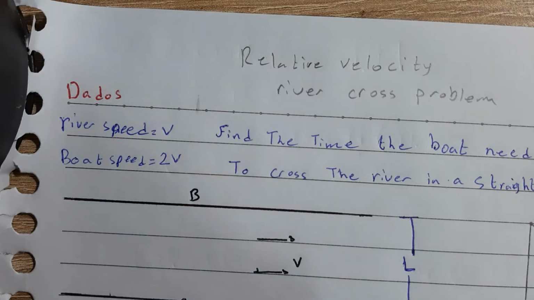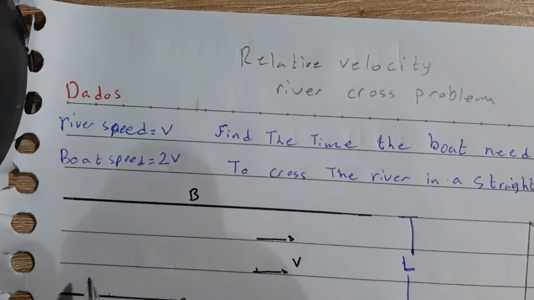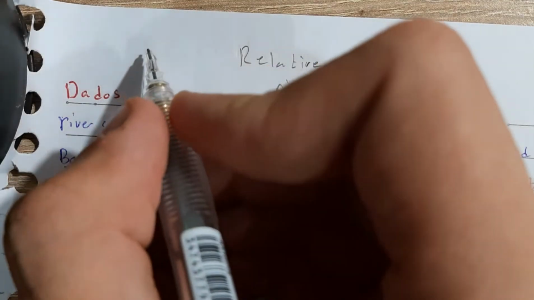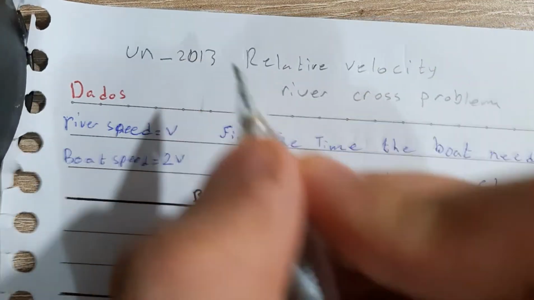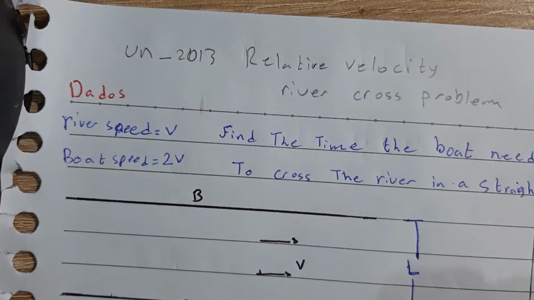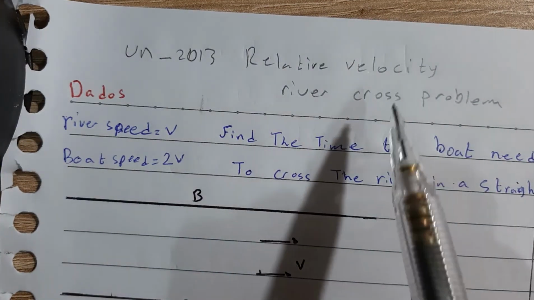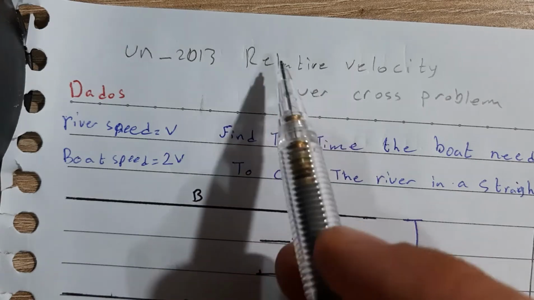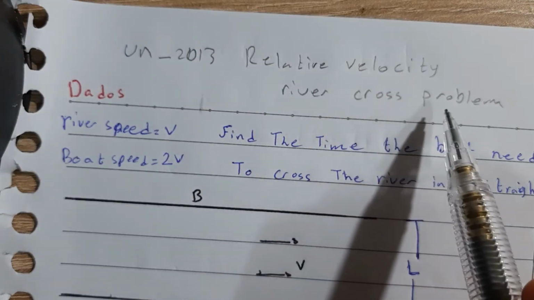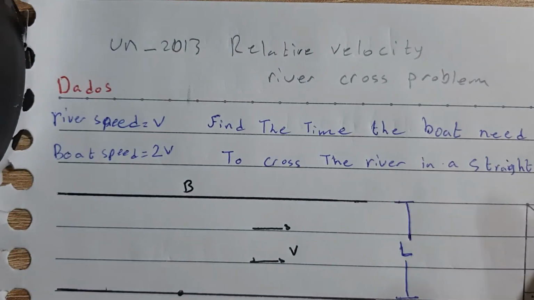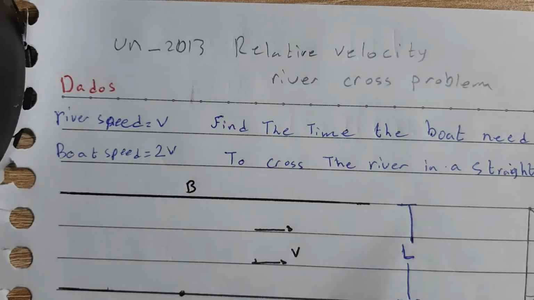So this is actually a question of the MEXT exam, Physics Undergraduate 2013, okay? I'll write it here. Undergraduate 2013, okay? It's the first question. So if you want to look more about the subject, it's a relative velocity river cross problem, okay? There are a lot of materials that you can watch about this subject.